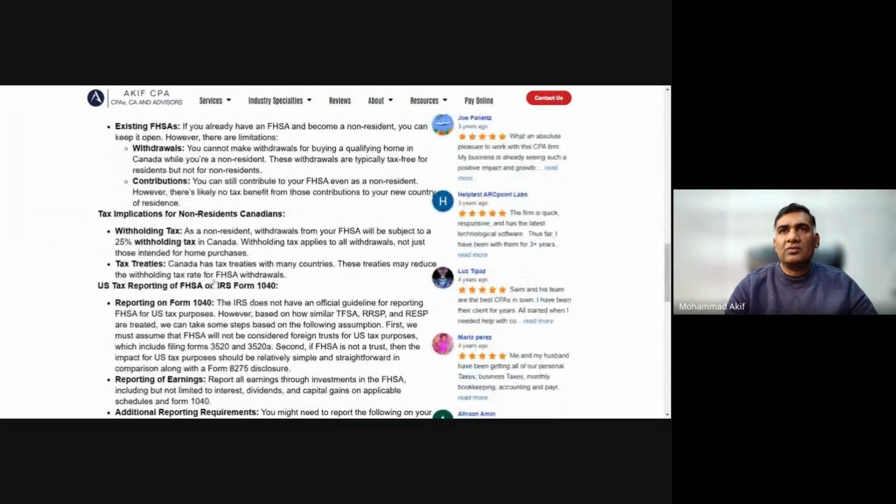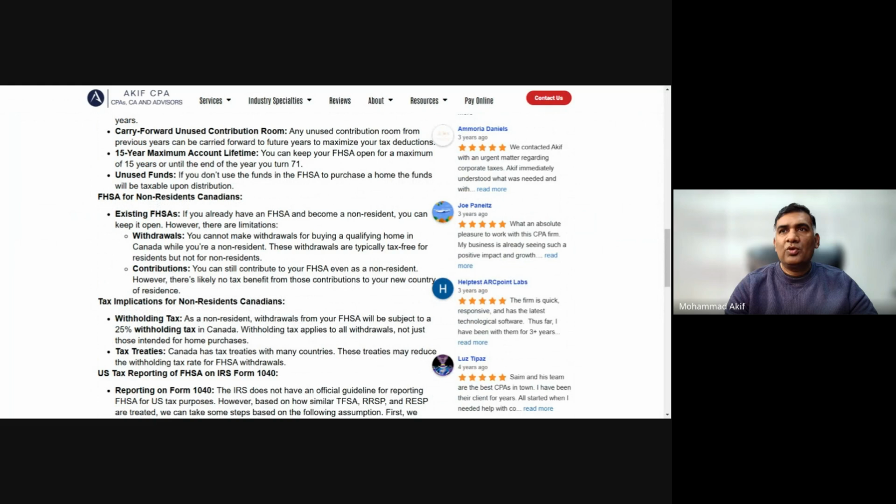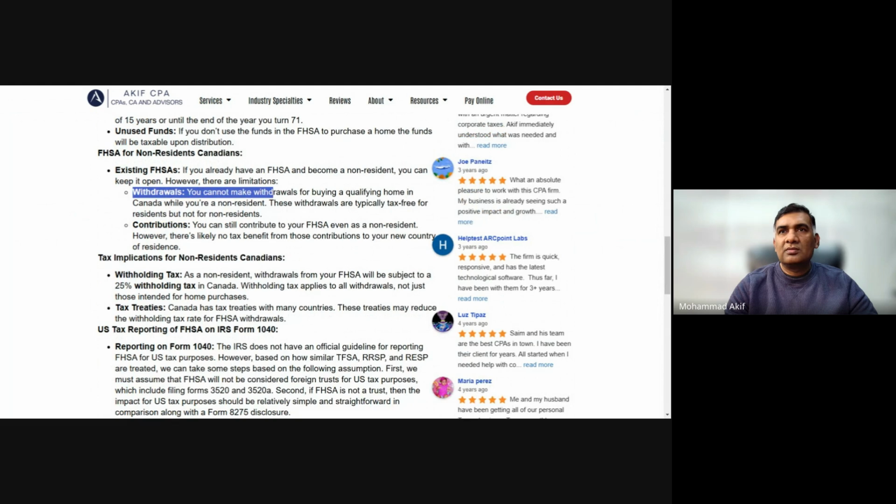Let me go down. So if you already have one, once you become a non-resident, if you make any withdrawals on the FHSA account, there will be a withholding. You cannot make withdrawals for buying a home while you are a non-resident.